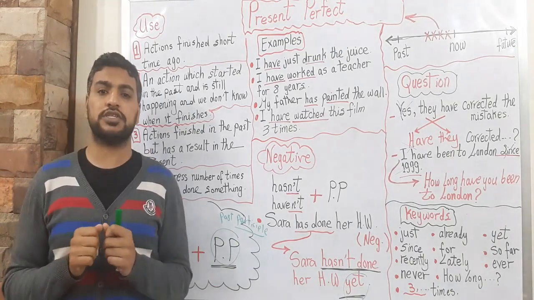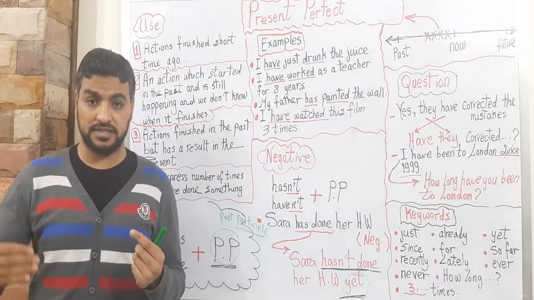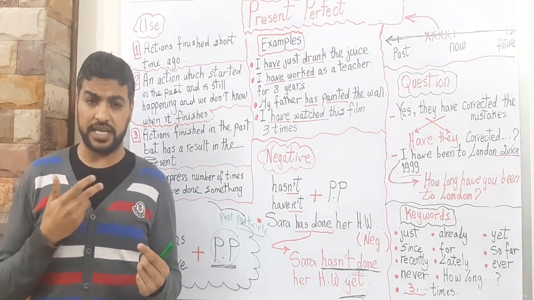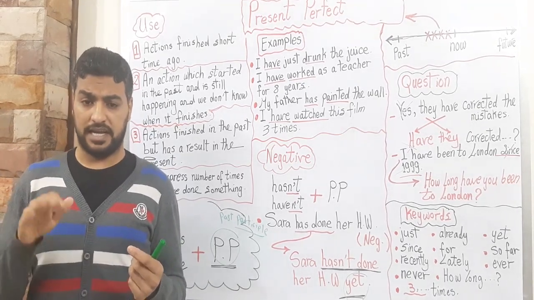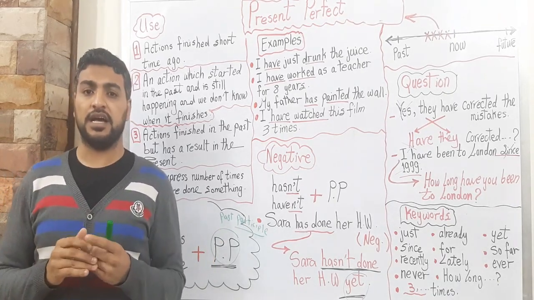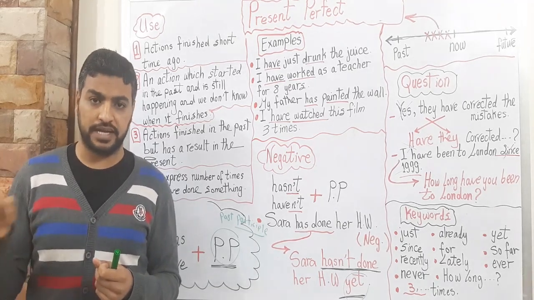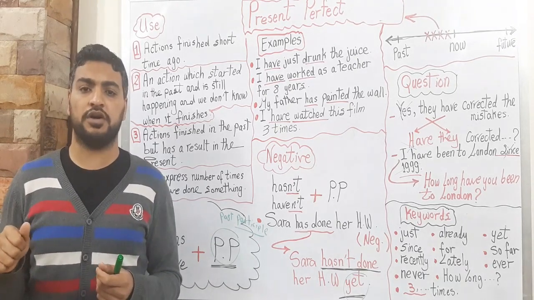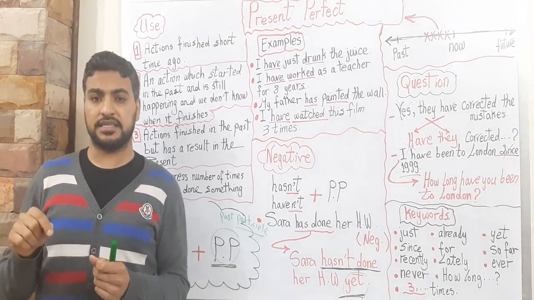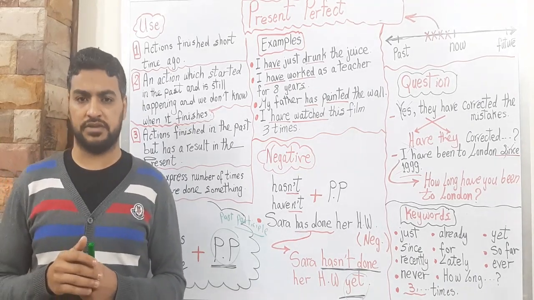Number two, actions started in the past, continued to the present, and we don't know when they finish in the future. I am an example. I started working as a teacher 8 years ago, and I'm still a teacher, and you don't know when I'm going to finish this job, this career. So what shall I say? I have worked as a teacher for 8 years, or I have been a teacher, has or have plus PP. I have been, the past participle of be, am, is, are. I have been a teacher for 8 years, or since, and write the beginning of this career, since 2012 or 2011.